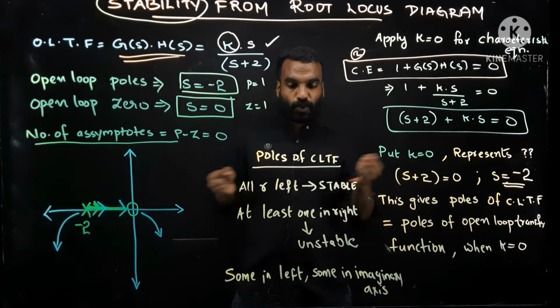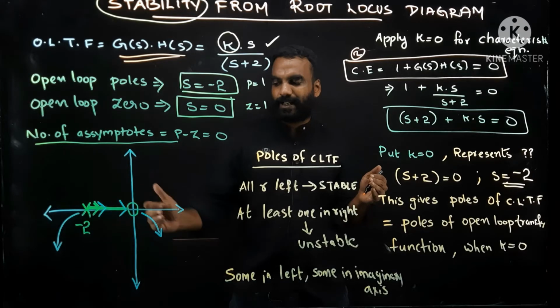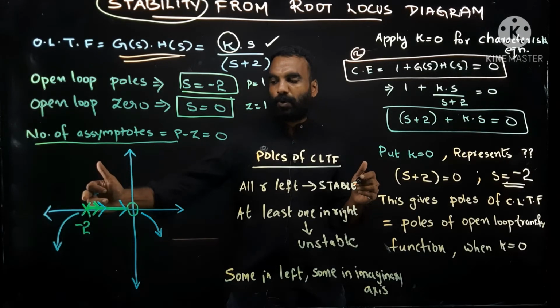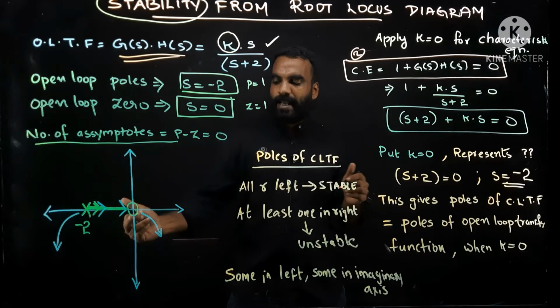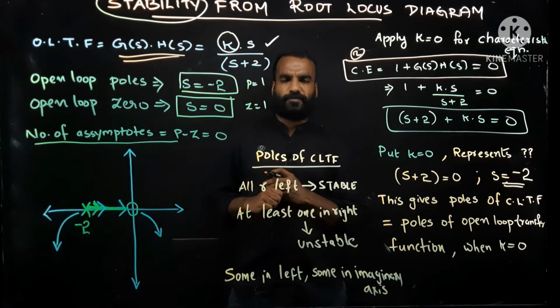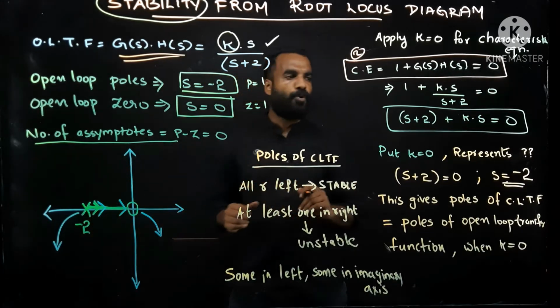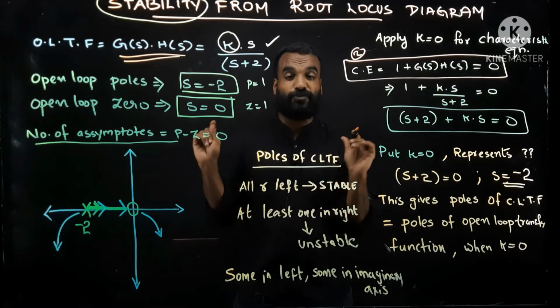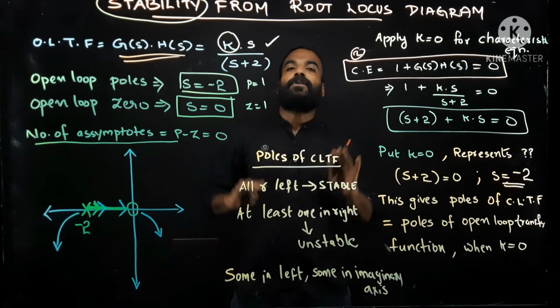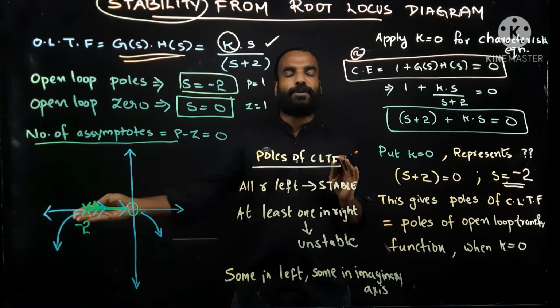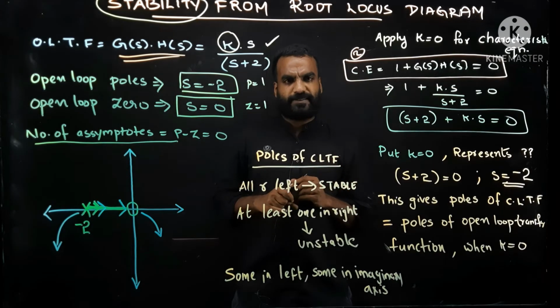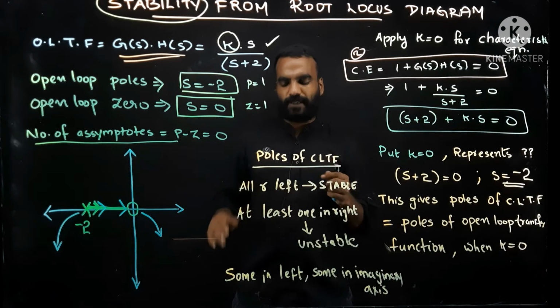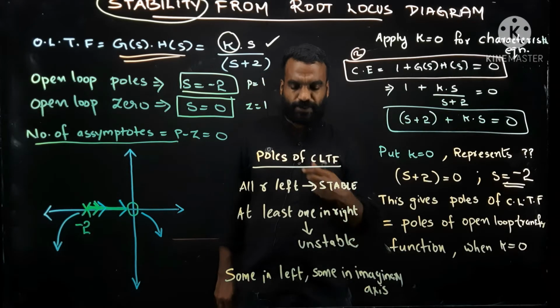So, we have to cross relate this concept, because in this diagram, this is the pole of the open loop transfer function and this is the 0 of the open loop transfer function. We have to relate these 2 points with the poles of the closed loop transfer function. Then only we can comment about the stability of this figure. That is the main focus of today's class. So, please note up to this.